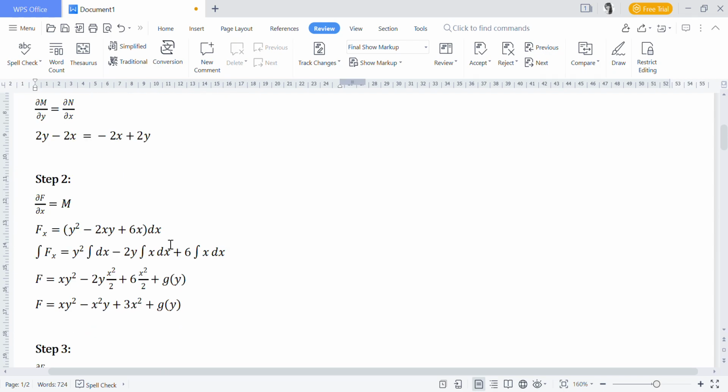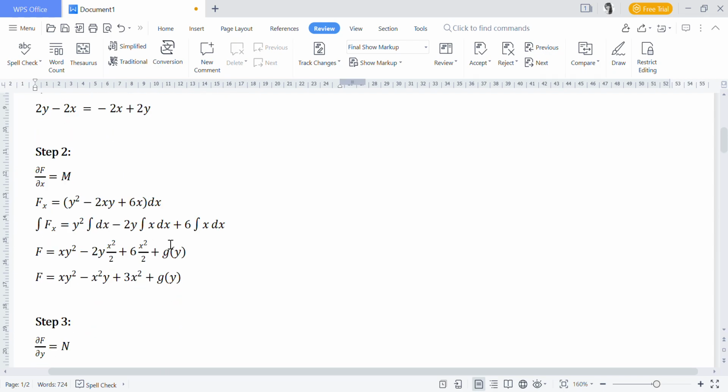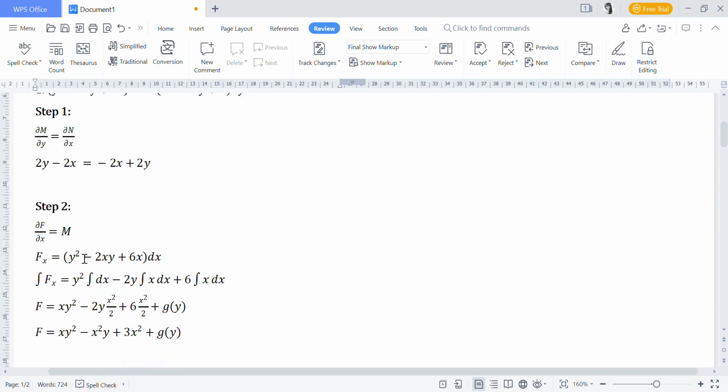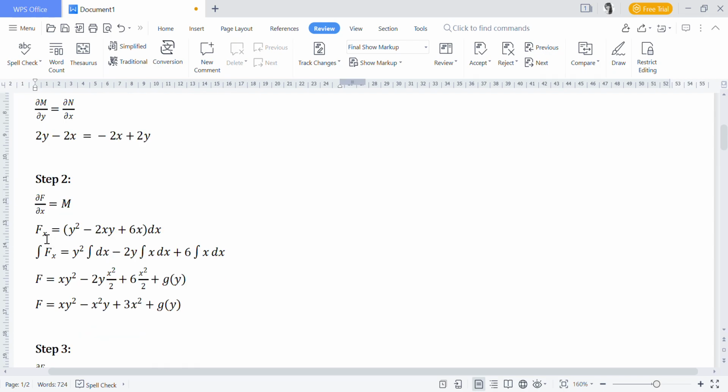The second step in solving for exact DE is to find the partial of f in terms of x. So, this will be equivalent to M. So we're just going to integrate this. Since M here will be this one, we're just going to substitute that. So we will have now the partial of f in terms of x equals (y squared minus 2xy plus 6x) dx. Now we're just going to integrate this.